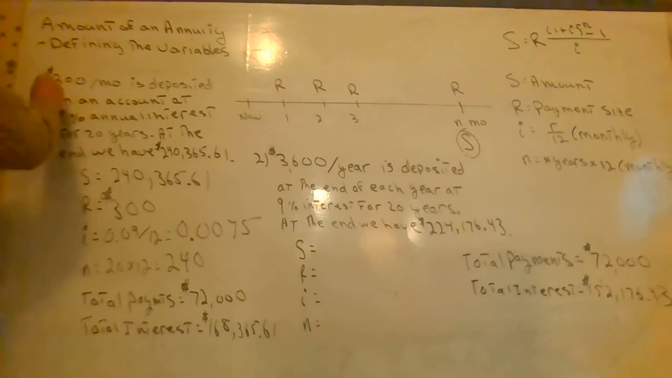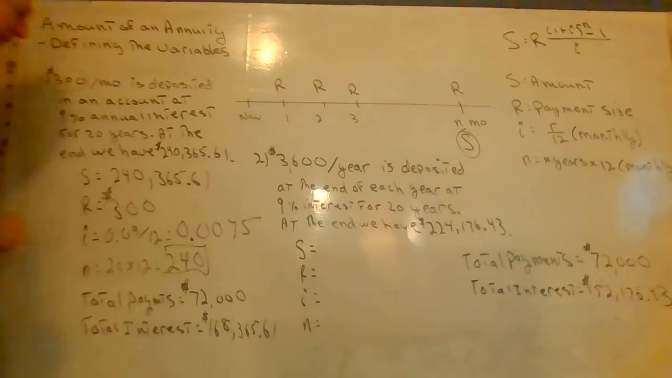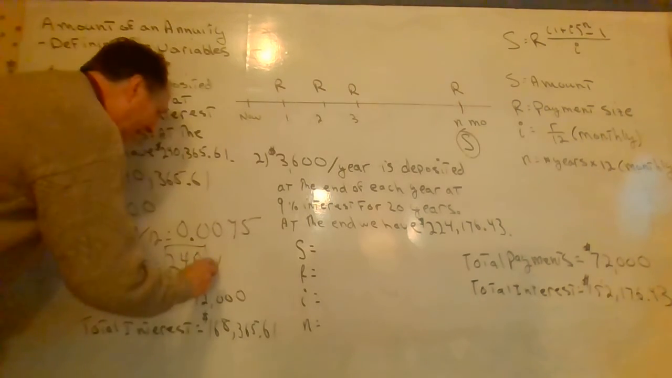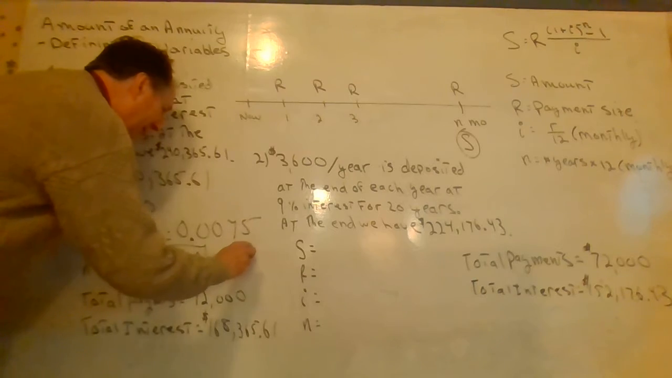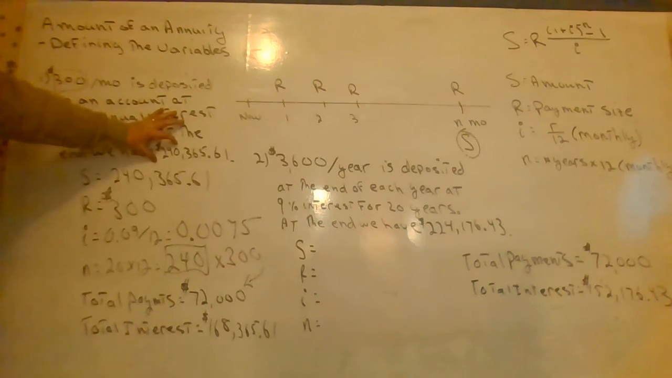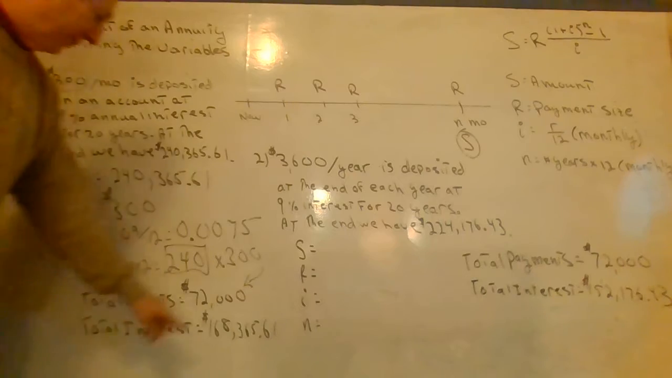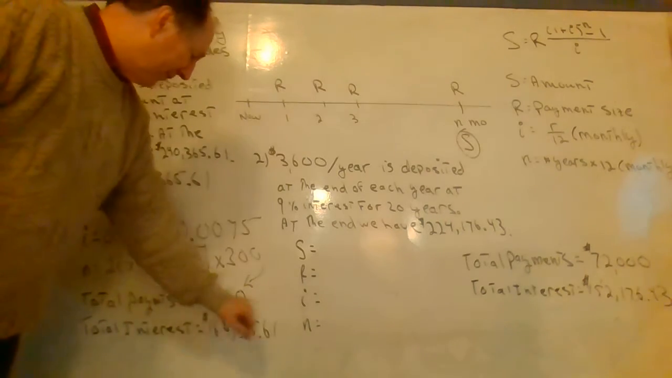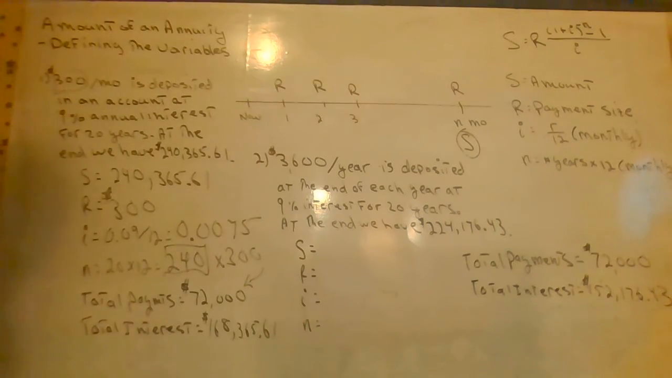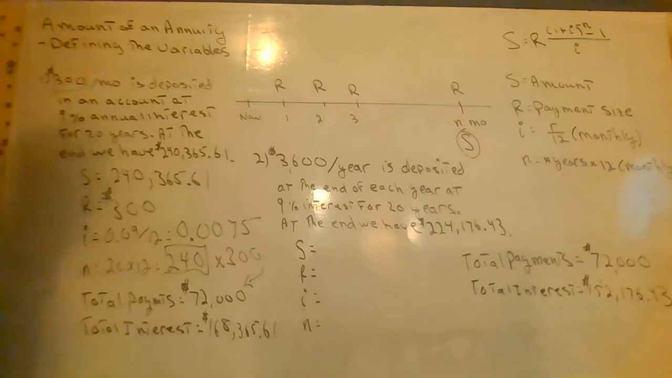Now we can calculate the total payments are going to be $72,000. And that's just simply 300 times 240. You can do that on a calculator. Total interest earned, this is what you get out. You get out $240,000, you put in $72,000. The difference is $168,365.61. That's a lot of interest to earn over a long period of time. You have time working for you.